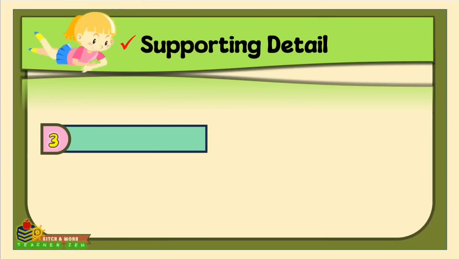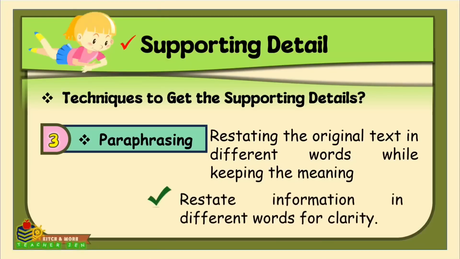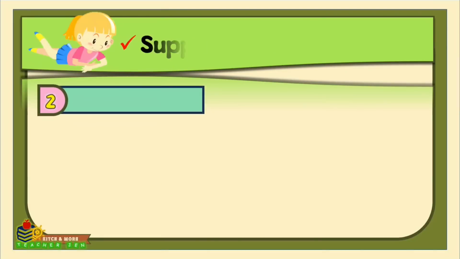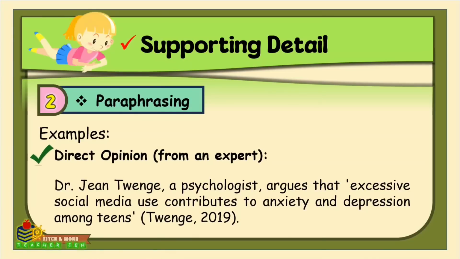The third technique to get the supporting detail is through paraphrasing, restating the original text in different words while keeping the meaning. So, restate information in different words for clarity. So, here is an example. Here's the direct opinion from an expert. Here comes again Dr. Jean Twenge, a psychologist, argues that excessive social media use contributes to anxiety and depression among teens. Again, this is a direct quote taken from Dr. Twenge's statement, and the quotation marks indicate that it is word for word from the source.